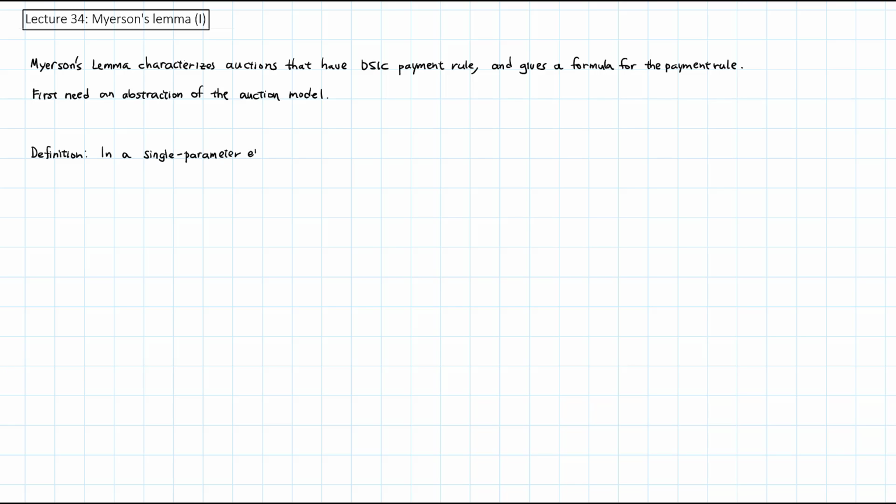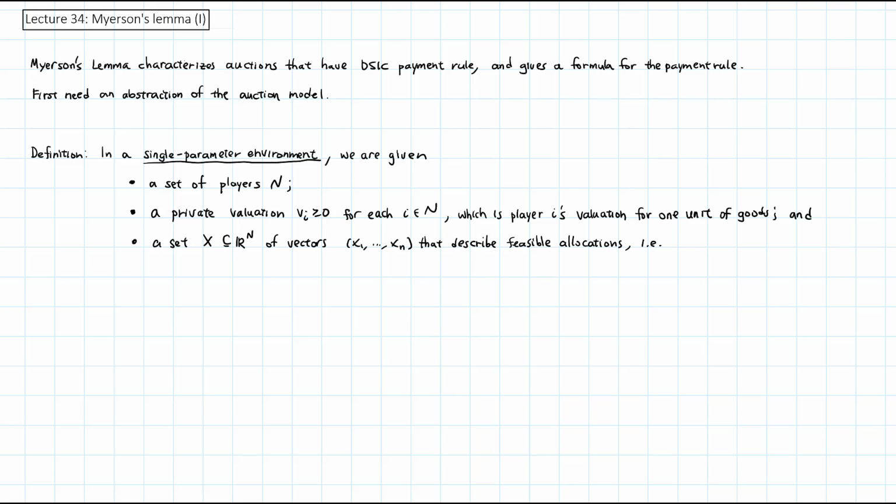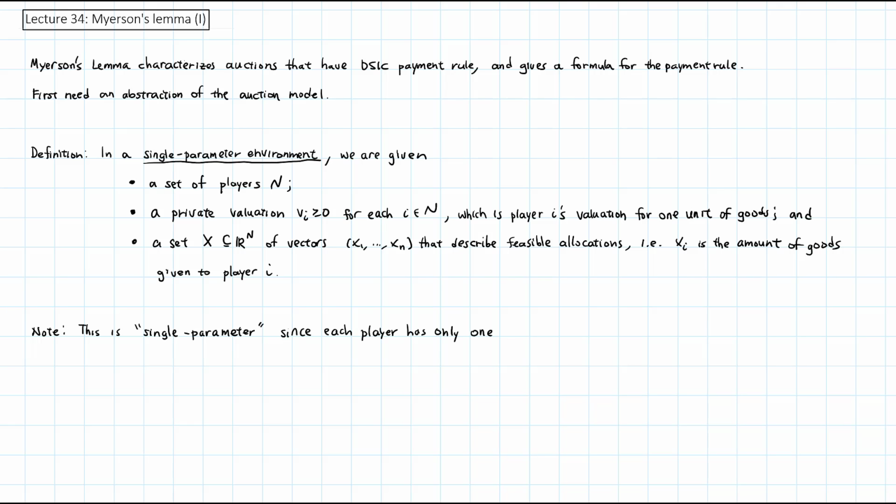In a single parameter environment, we are given a set of players N, a private valuation Vi for each player i, which is player i's valuation for one unit of goods, and a set X of vectors x1 to xn that describes feasible allocations. That is, xi is the amount of goods given to player i. Note that this is single parameter since each player has only one piece of private information.